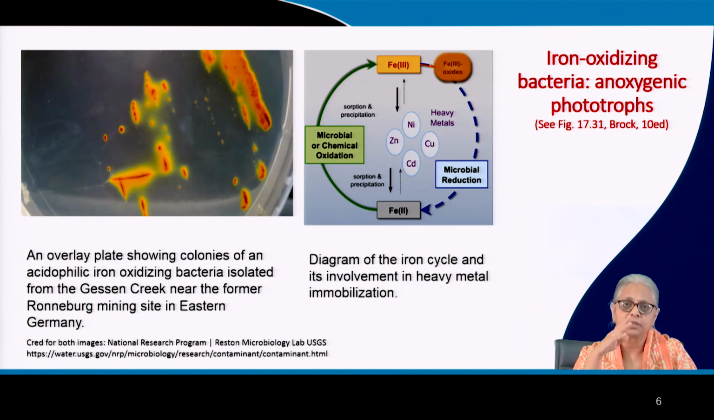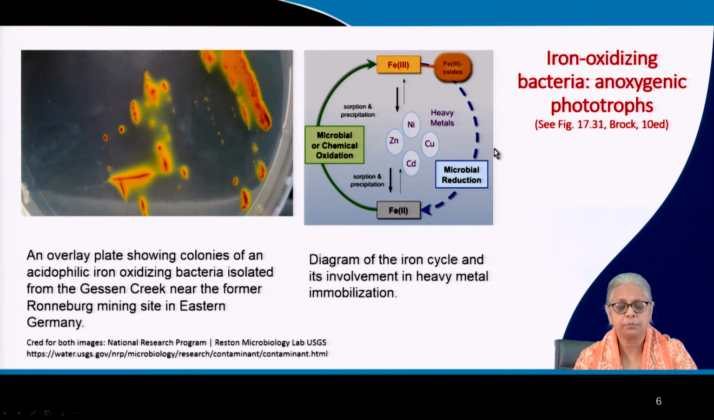Now Fe2 is fairly soluble compared to Fe3. Fe3 is more or less insoluble. It forms dark black precipitates, and that is generally insoluble. We consider that almost insoluble. So these are the Fe3 oxides.